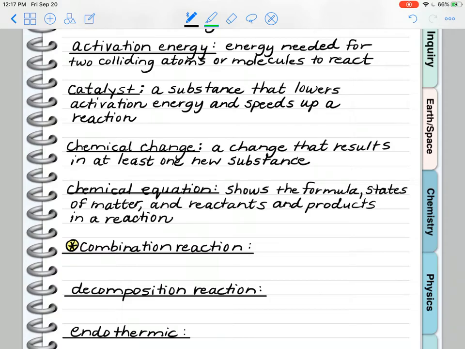A combination reaction is a reaction that forms a compound. And I'm sure you're thinking, why does she have this marked with a yellow star? And we will find out in just a minute. So just hang tight with me on that one. That's not an accident.